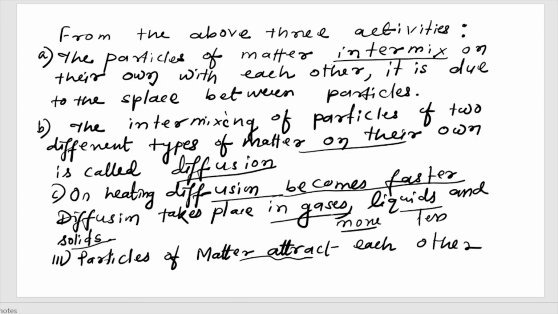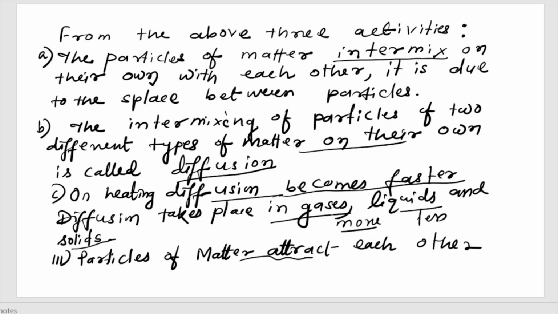Then what is conclusion, the particles of matter intermix on their own with each other. गैस है तो गैस साथ मिक्स हो रहे, लिक्विड तो लिक्विड साथ मिक्स हो रहा है, इट इज ड्यू टू स्पेस बिटवीन पार्टिकल्स. ये इंटरमिक्सिंग, दैट इज वेरी इंपॉर्टेंट वर्ड, दैट इज कॉल्ड डिफ्यूजन. डिफ्यूजन मतलब इंटरमिक्सिंग ऑन देयर ओन. इस डिफ्यूजन के कारण अगरबत्ती का स्मेल घर में चारों तरफ जाता है. ये डिफ्यूजन हीटिंग में बढ़ेगा. किस में ज़्यादा है, गैस में ज़्यादा है, लिक्विड में कम है और सॉलिड में बहुत कम है.